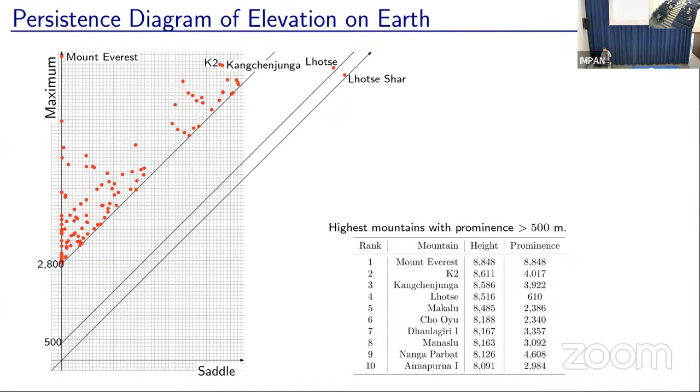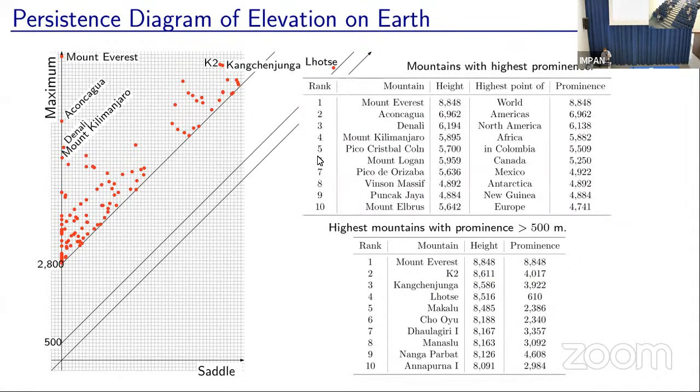For example, you can ask what are the most prominent peaks on Earth. Yeah, there you go. And you start getting what should be the usual suspects, namely the highest points in different continents. Because if you're at the highest point in the continent, you have to descend all the way down to the ocean before you can climb up to something higher on a different continent. So you get Mount Everest, Aconcagua, the highest point in the Americas, Mount Denali in Alaska, Kilimanjaro in Africa, and so forth. Okay, so this is your three-slide introduction to persistence.